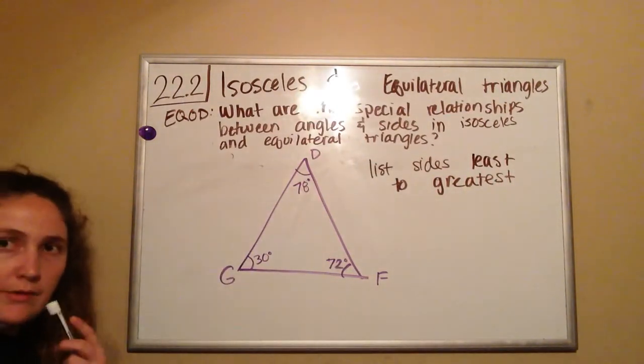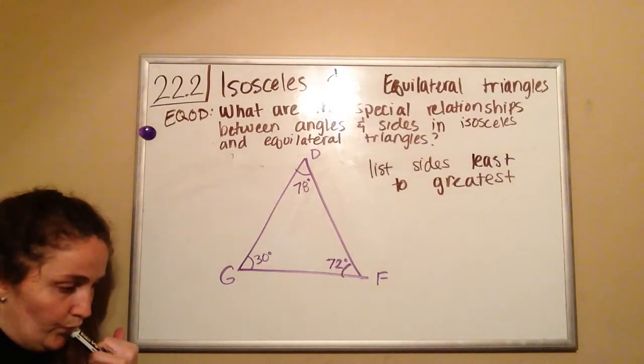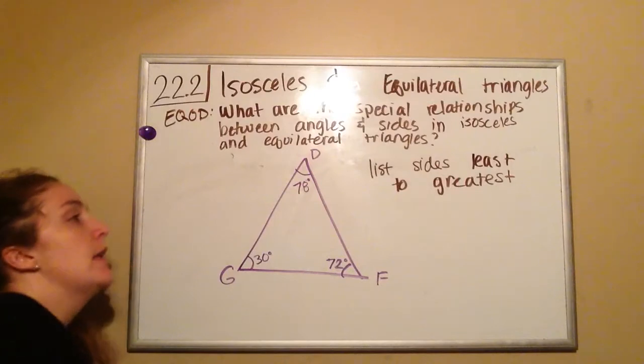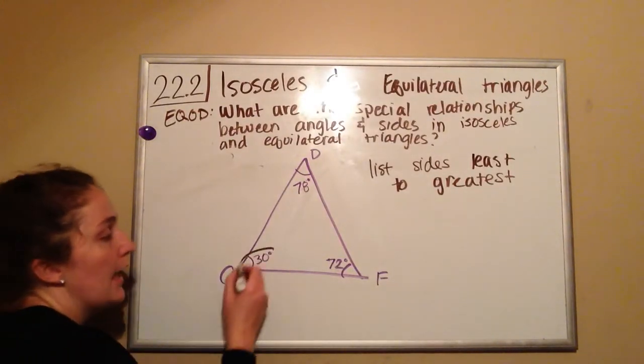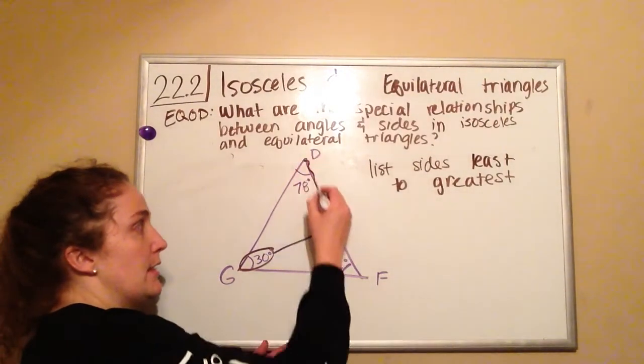Go ahead and do this on the left-hand side. Pause the video and get this done. Okay, assuming that you already have this complete, you're looking for the smallest side first. So the smallest side is going to be across from that 30-degree angle, which is this side right here.